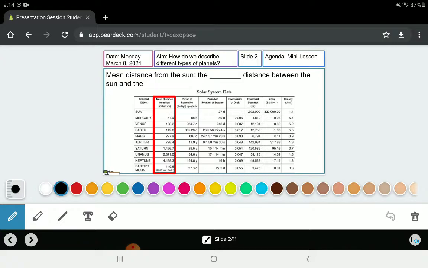On slide 2, we have some notes going over this chart. So the mean distance from the sun, so if you look at the part of the chart that is highlighted, that is the mean distance from the sun. This is the average. So this is the average distance between the sun and the celestial object.